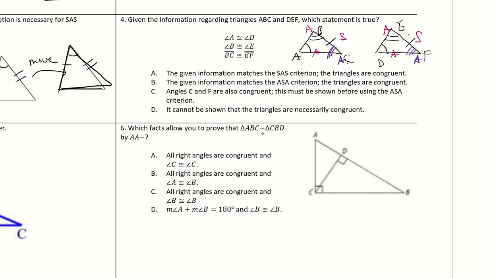So that is true. So they're also congruent. This must be shown before using the ASA criterion. That seems to be the true statement here. So I'm not sure if this was supposed to say AAS or not, but it looks like C is true.